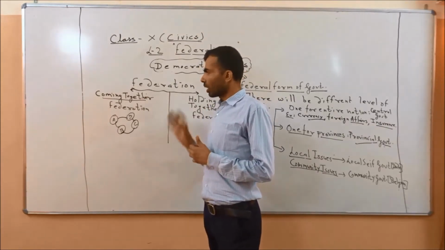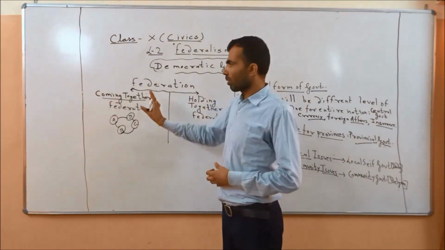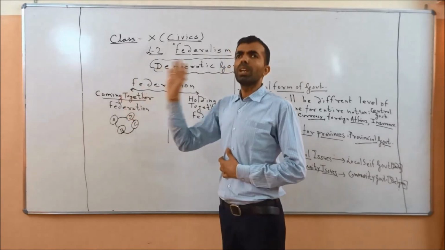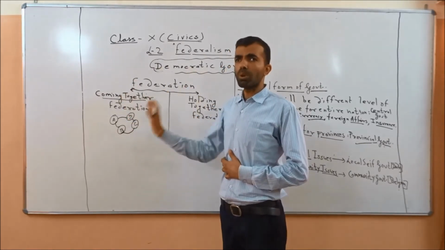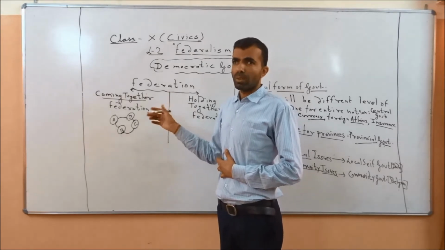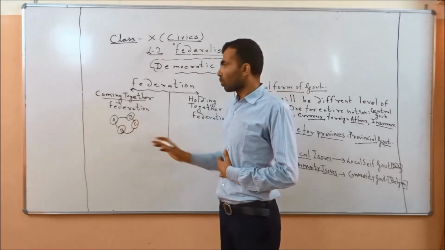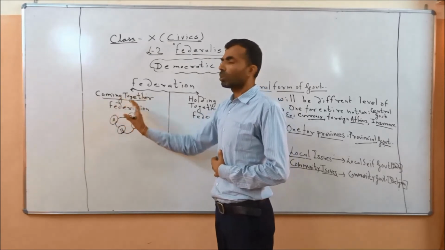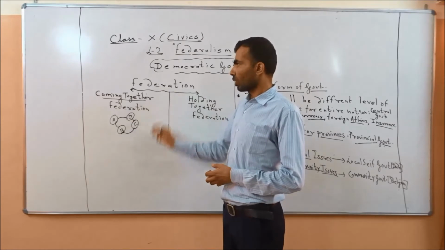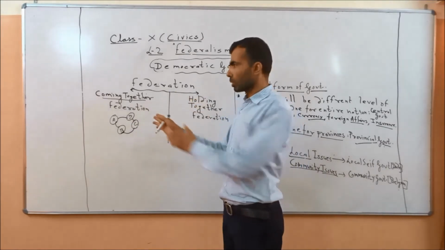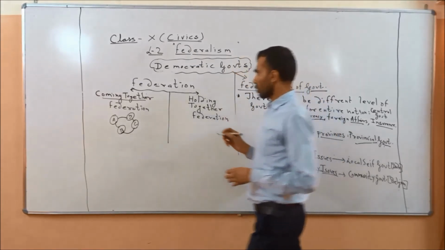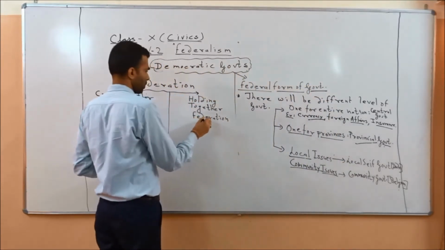The most important feature of this type of federation is that whosoever joins it is considered equal to the others. There is no discrimination among the members of the union, among the members of the federation. The USA is the best example of this type of federation. Clear? Now we go to the other type of federation, that is holding together federation.